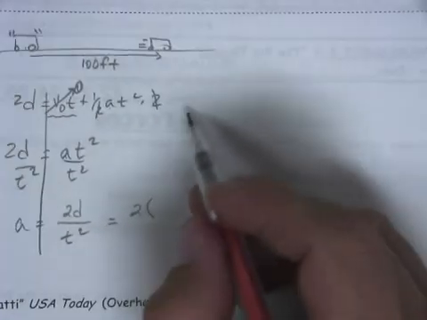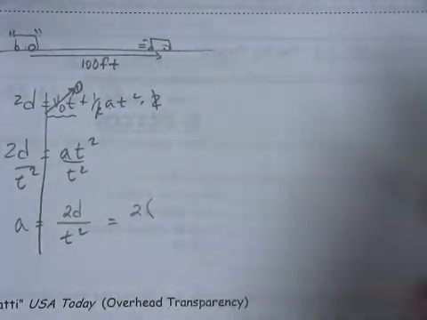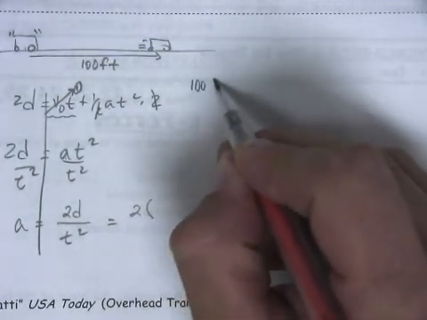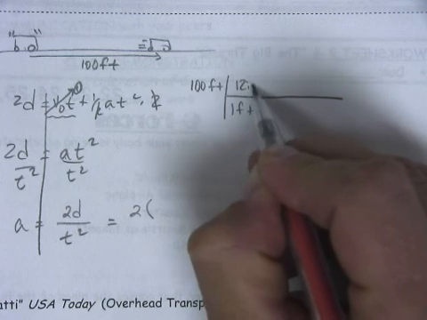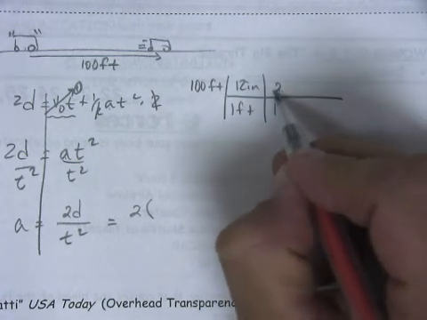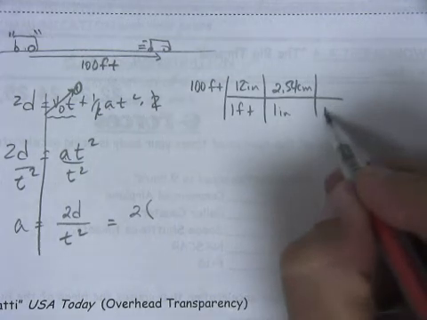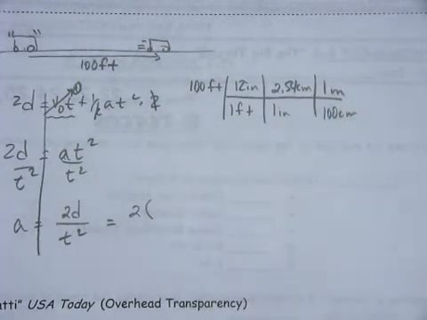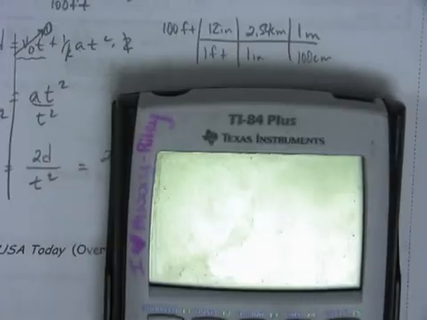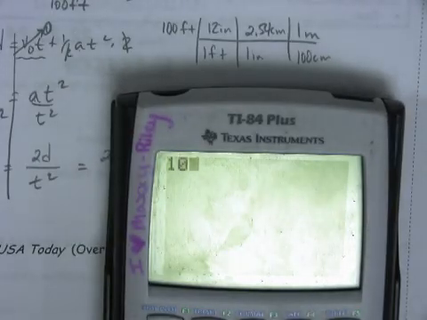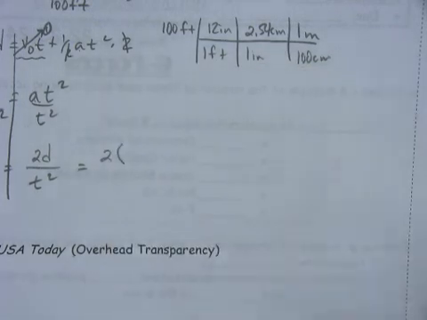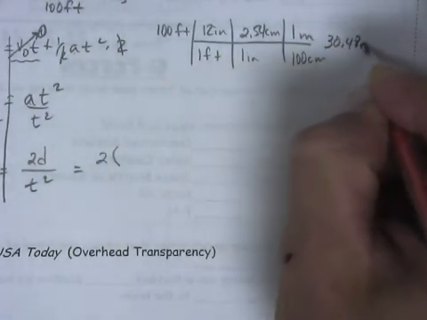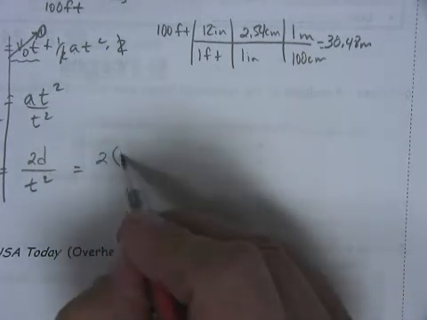Now I got to make a conversion because I've got feet and seconds and I don't want it in feet and seconds. I want it in meters. So I'm going to come back up here and I've got 100 feet. I'm going to do a conversion. So 1 foot is 12 inches, 1 inch is 2.54 centimeters, and then 100 centimeters is 1 meter. I'm going to plug that into my calculator. So 100 times 12 times 2.54 and divide by 100. And there it is, 30.48 meters. I'm just going to round that to 30.5.